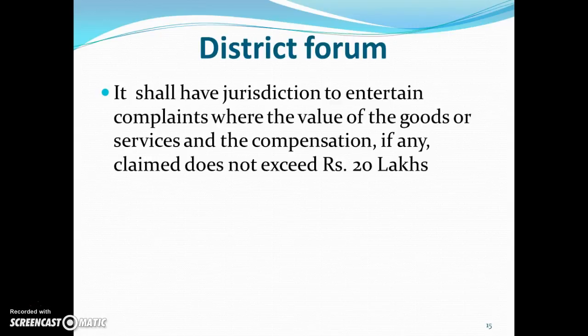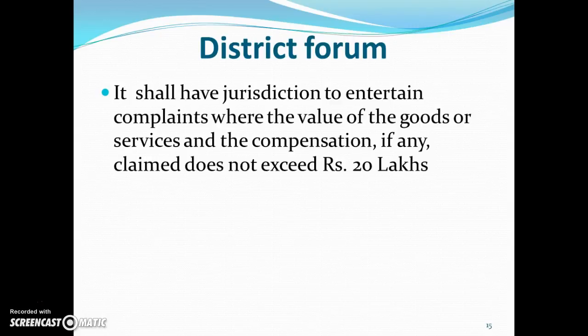As I said, there are three forums: district, state, and national commission. So, what does the district commission do? What is the difference between all these? Basically, the district commission has jurisdiction to entertain complaints where the value of the goods or services and the compensation, if any, claimed does not exceed 20 lakhs. If it does not exceed 20 lakhs, you will have to file the complaint in the district forum. This is the jurisdiction of the district forum.